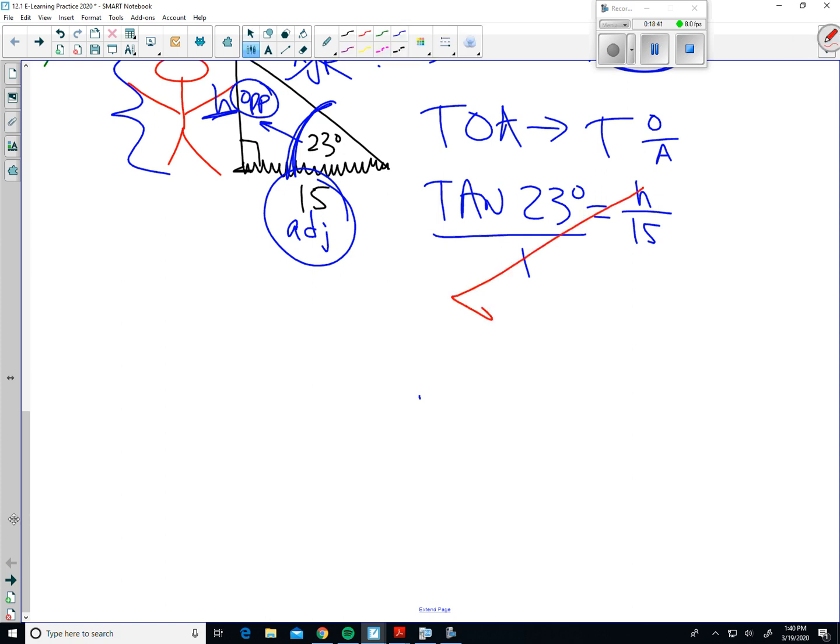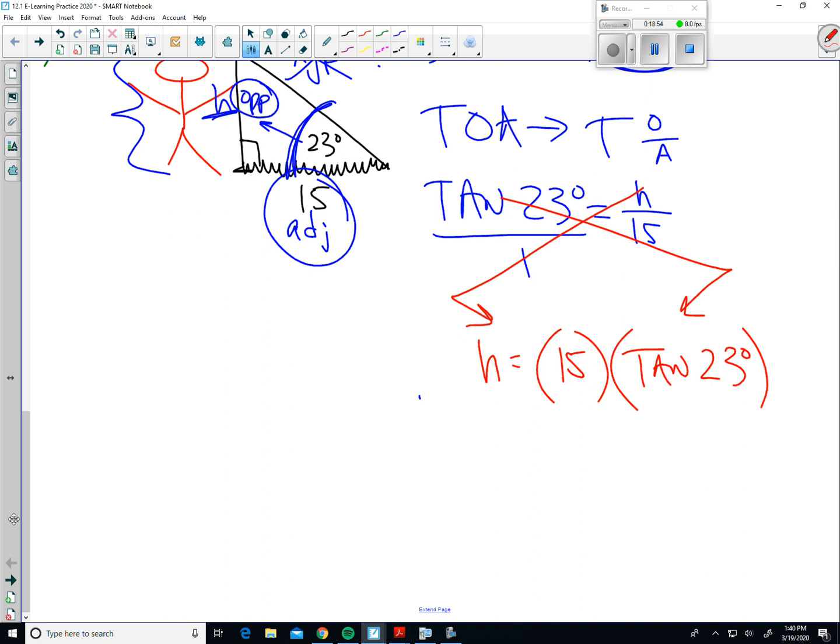Take the h, which represents Joe's height, multiply it by 1, which would be h, and then cross multiply over here as well. I always like to take the numerical value of 15, write that down first, and then write down the value of the trig function second. And now we'll go back to our calculator to find this height.